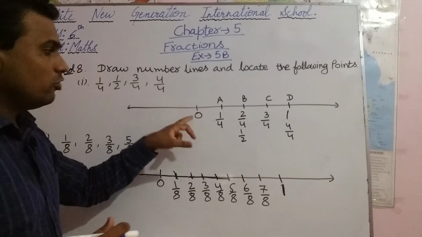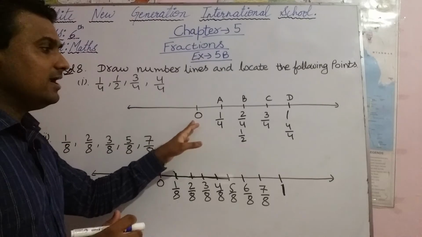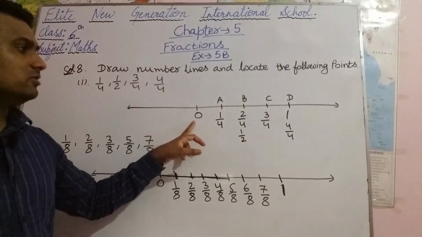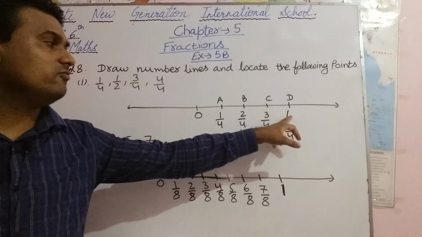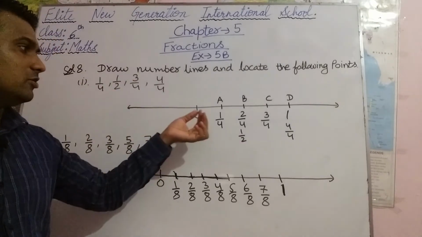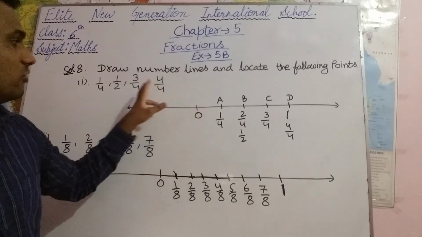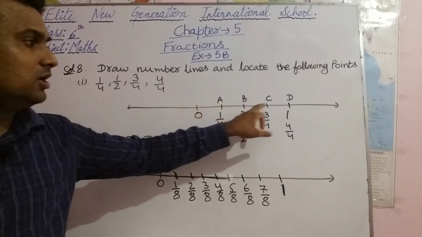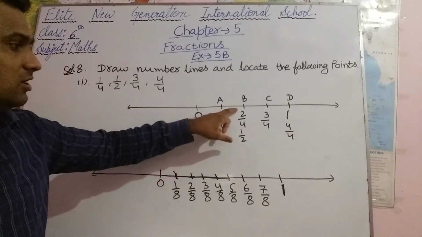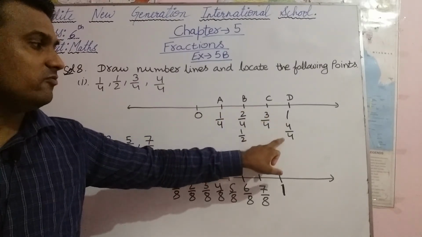So on one side we will write 0, or 0 will be written on the center of the number line, and then we will write here 1, and we will take distance between 0 and 1. We have to take 4 equal parts. You can take it with the help of your scale. These parts should be equal. So here total 4 parts are there, 1 2 3 4. So here we will write 1 upon 4, here 2 upon 4, here 3 upon 4, and on the place where 1 is written, it will be 4 upon 4.